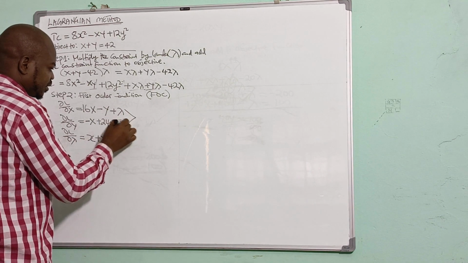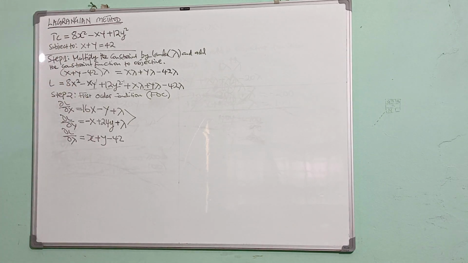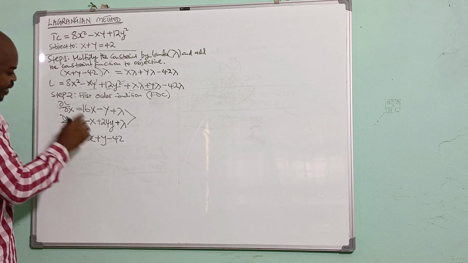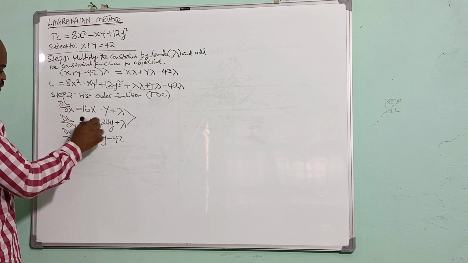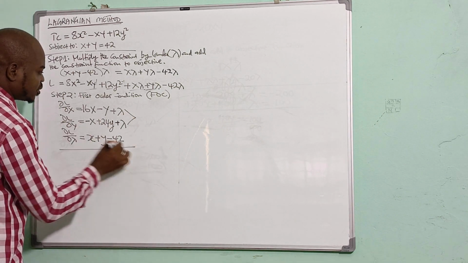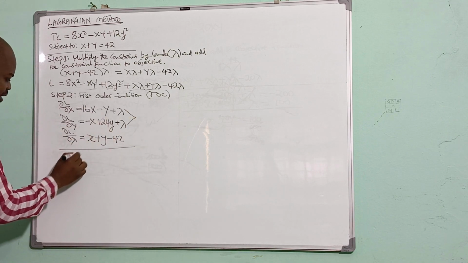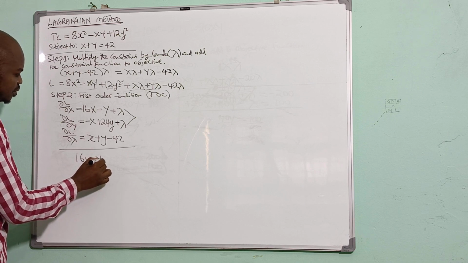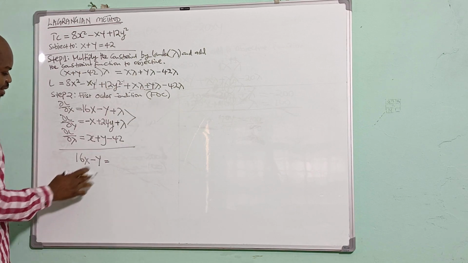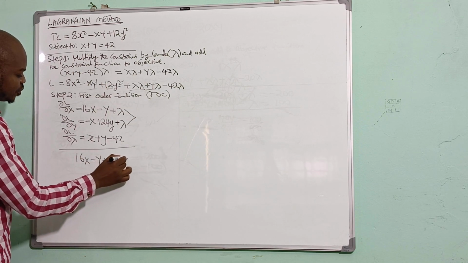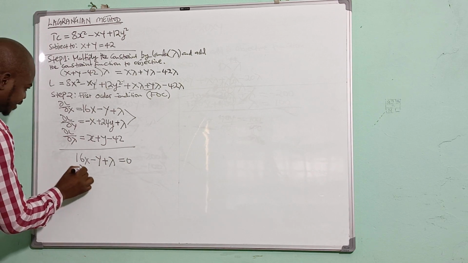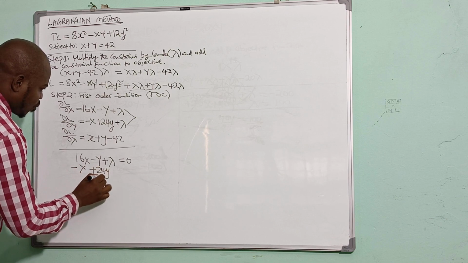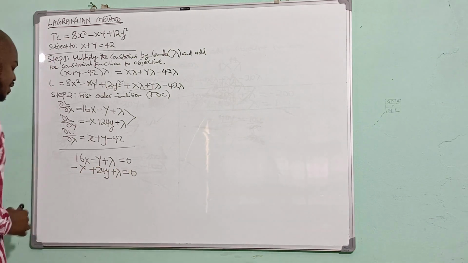Now, these two equations, I need to solve them simultaneously. I need to eliminate one variable. I can eliminate x, I can eliminate lambda. So I can eliminate any of the variables, I will explain. So I'm getting just these two equations: 16x minus y, let me push the lambda that side, or I can leave it here, plus lambda is equal to 0. And then I've got negative x plus 24y plus lambda is equal to 0.